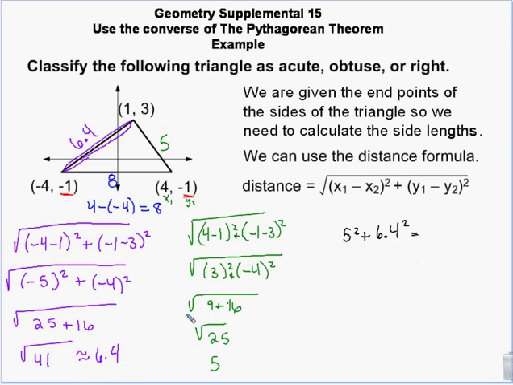I guess I could have just left it the square root of 41, actually, now that I think about it. For squaring purposes, that makes it easier. And then 8 squared, so I have 25 plus 41 and 64. So 66 and 64, this is greater than, so it is actually acute. Does that make sense? The reason I switched back to the square root of 41 is because the square root of 41 squared is just 41, and then I didn't have to use the calculator.